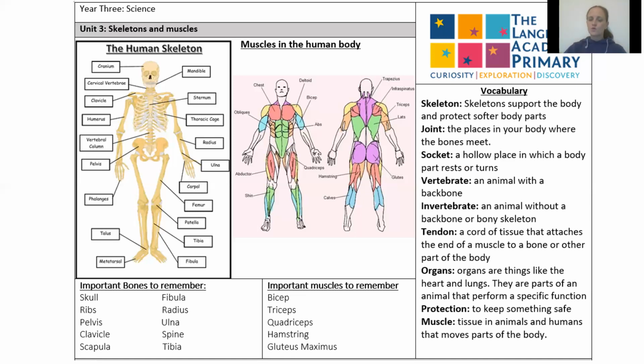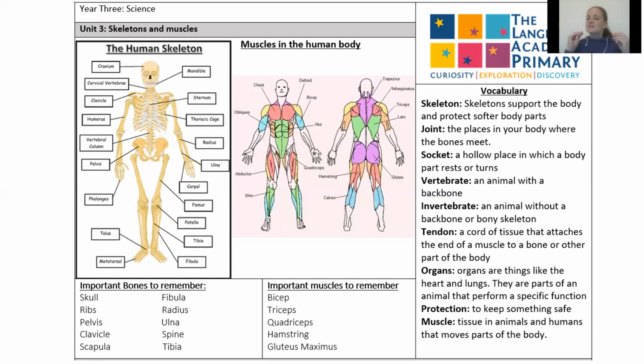Now, in the picture that you've got there, you may see a shortened version of some of those names. So we do have biceps there, we have hamstrings. Your quadriceps are sometimes called your quads, and your gluteus maximus is sometimes labeled as your glutes. So pause the video now and see if you can find these five muscles on that picture. This will help you in our next lesson when we look at muscles in our bodies.